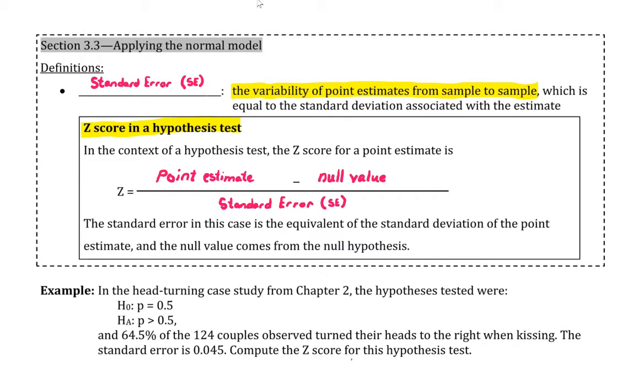Notice that if z is greater than 0, it means our point estimate is above the null value. And if your z-score is less than 0, it'll mean that your point estimate is below the null value. Again, note that the standard error in this case is equivalent to the standard deviation of the point estimate, and the null value comes from the null hypothesis.